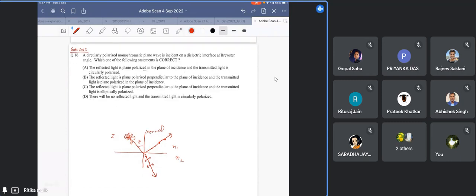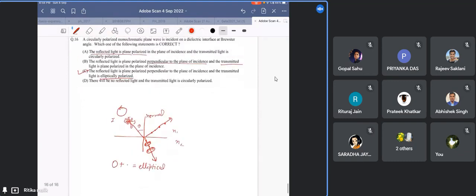So the reflected light is always going to be plane polarized, with components perpendicular to the plane of incidence. And if we have a circular polarization, again the reflected light will be plane polarized with the perpendicular component, but in the case of the transmitted light, it has circular polarization as well as linear polarization. And a combination of circular plus linear leads to elliptical polarization. So the light that is transmitted will be elliptically polarized. So this option is correct: reflected light is plane polarized and the transmitted is elliptically polarized light.